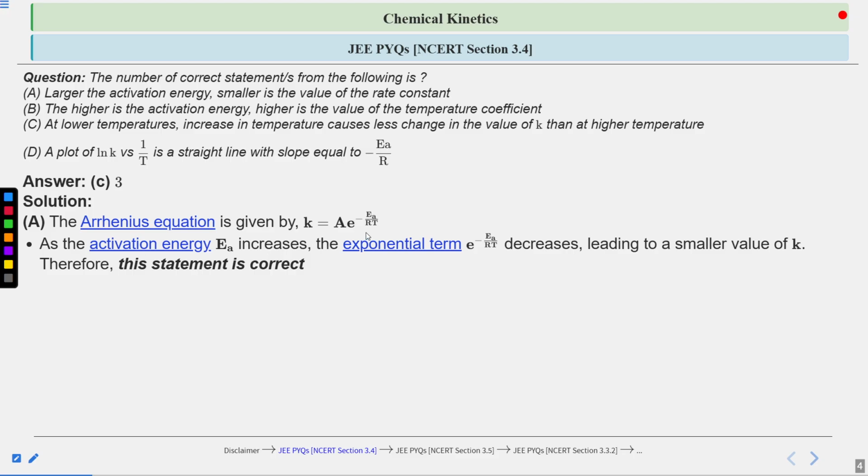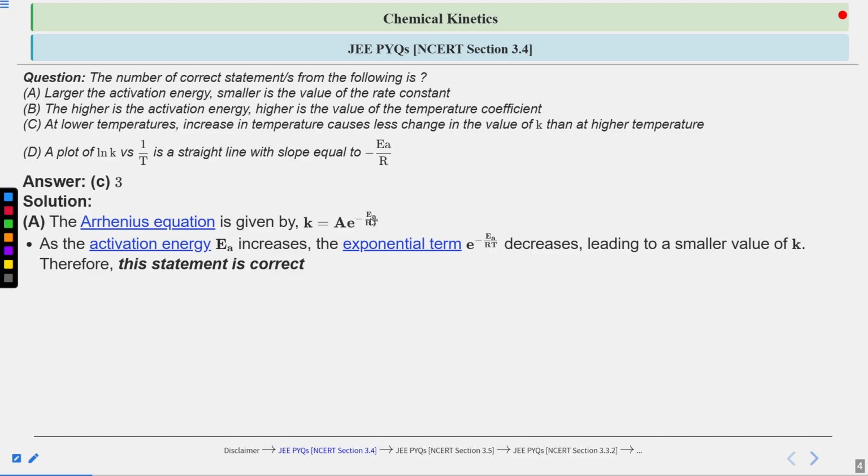So if this activation energy, that is EA, will increase, this whole exponential term, that is e to the power minus EA by RT, is going to decrease because it is present in the negative power, right? So if the negative power increases, the overall value of this exponential term will decrease, which will lead to a smaller value of K, because A is going to be a constant Arrhenius factor, right? So only the K value is going to depend upon this exponential term.